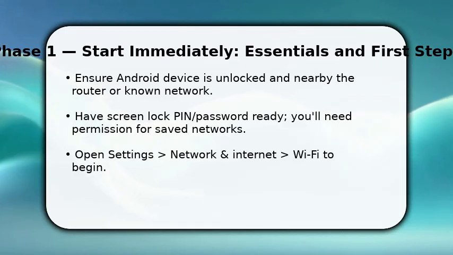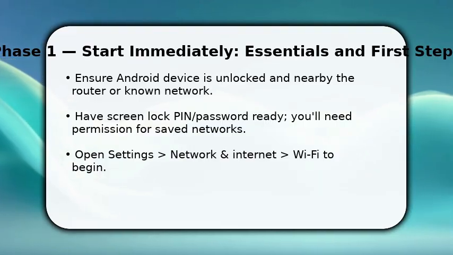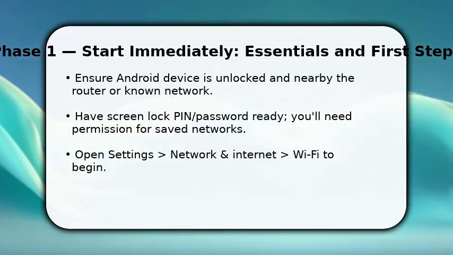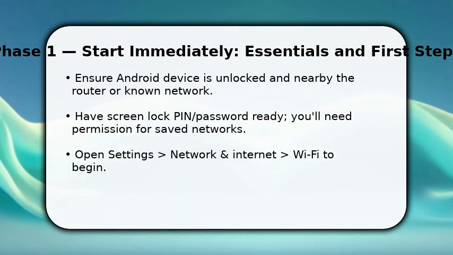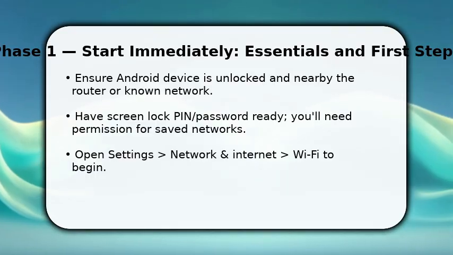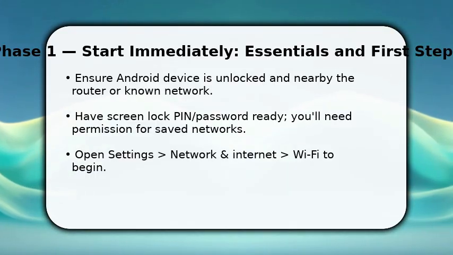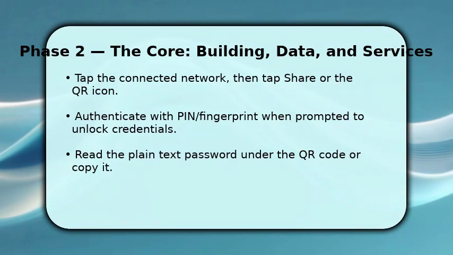Tap the connected SSID because that opens the detailed view where Android stores sharing data. This step gets you to the screen where the password reveal option appears, so go ahead and tap it now. Once you tap Share or the QR code icon, Android prompts for authentication. This is why the lock screen PIN or biometric was needed.